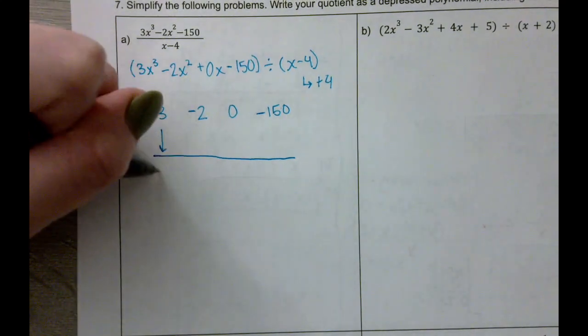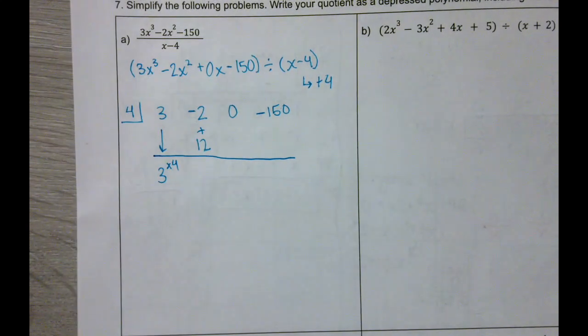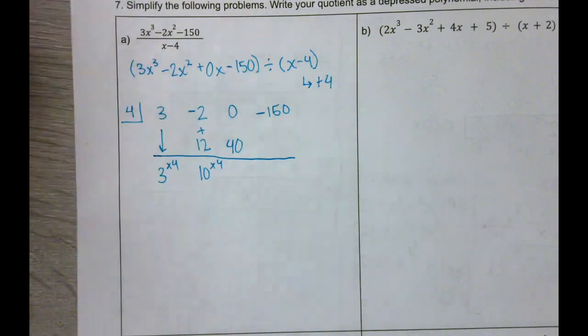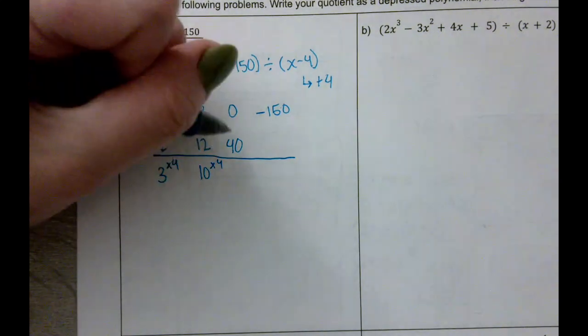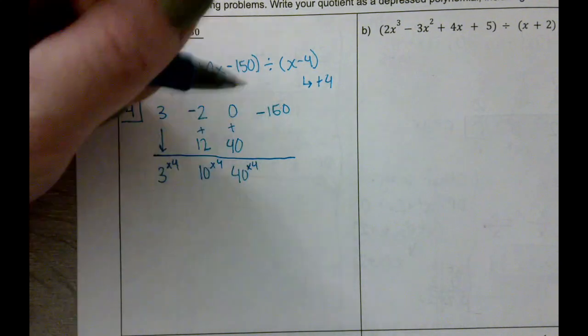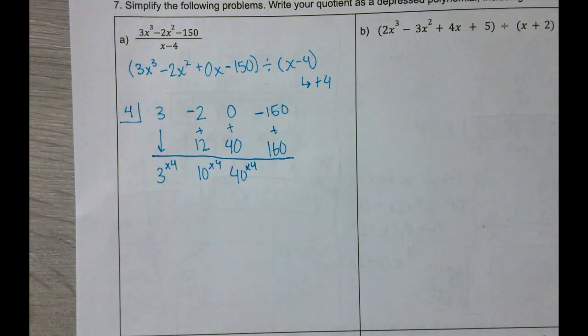Bring down the 3. 3 times 4 is 12. -2 and 12 give us 10. Times 4 gives us 40. 0 and 40, well that's just 40. 40 times 4 is 160. And then -50 plus 160 is just 110.